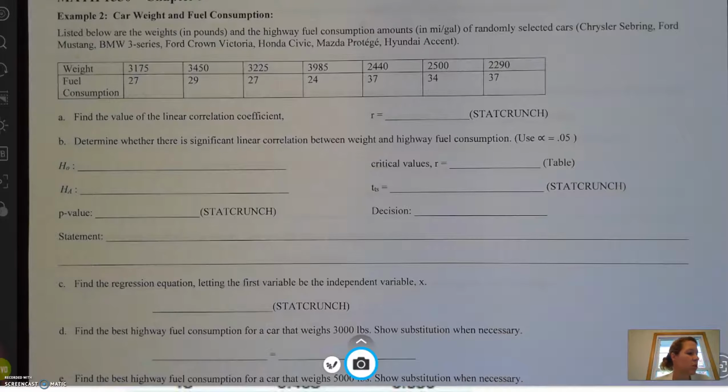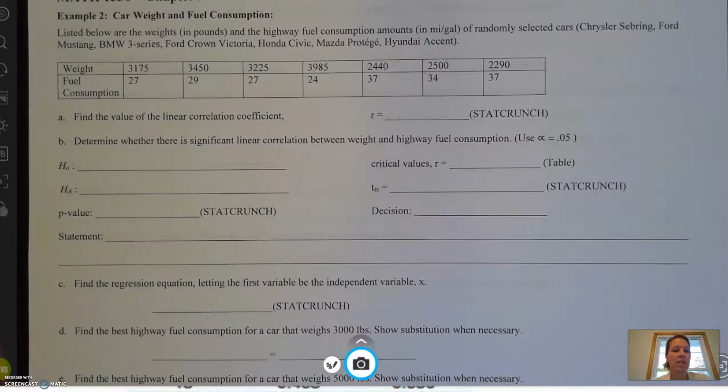Welcome to Linear Correlation and Regression, the car weight and fuel consumption example. Listed below are the weights in pounds and highway fuel consumption in miles per gallon of randomly selected cars: the Chrysler Sebring, the Ford Mustang, BMW, Ford Crown, Honda Civic, Mazda Protege, and Hyundai Accent.